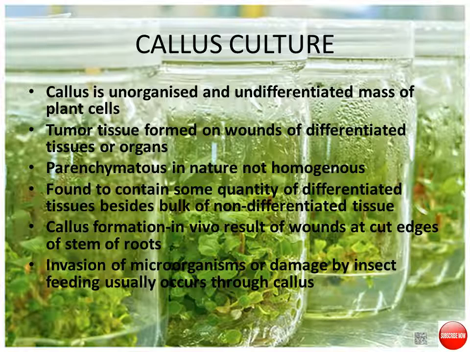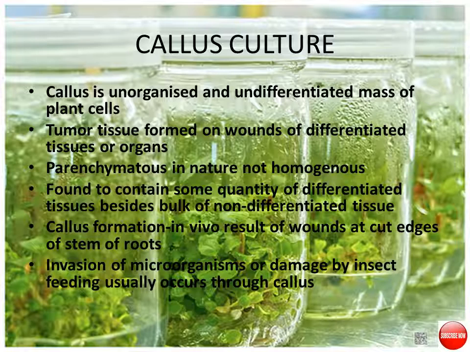So coming to the callus culture, callus is the undifferentiated and unorganized mass of plant cells. It is basically a tumor tissue which usually forms on wounds of differentiated tissues or organs. Callus cells are parenchymatous in nature, although not truly homogeneous. They are not at all homogeneous. On careful examination, callus is found to contain some quantity of differentiated tissue besides the bulk of non-differentiated tissue.